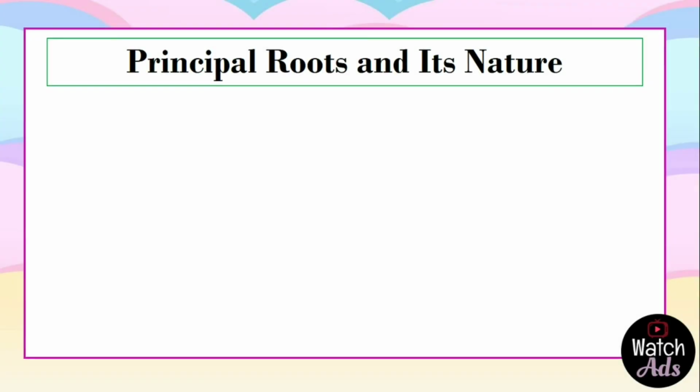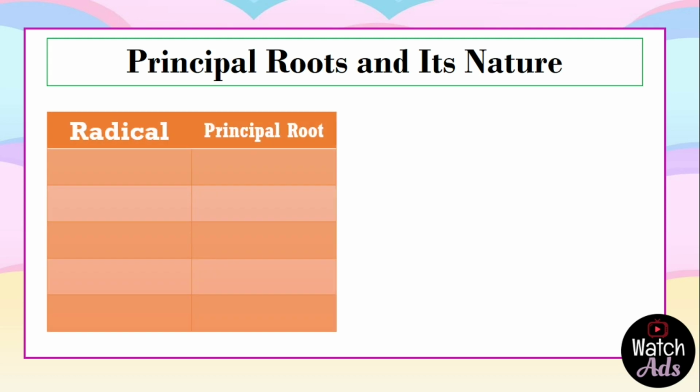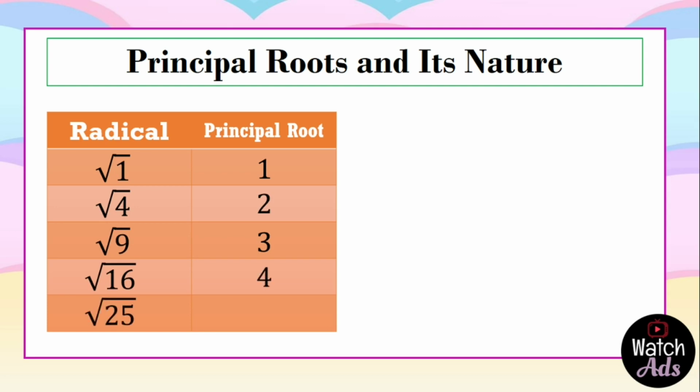I hope that you have better understood perfect squares and their principal roots. So let's review our previous examples. The radical form is the square root of 1. The principal root is 1. The radical form is the square root of 4. The principal root is 2. The square root of 9 is equal to 3. The square root of 16 is equal to 4. And the square root of 25 is equal to 5.